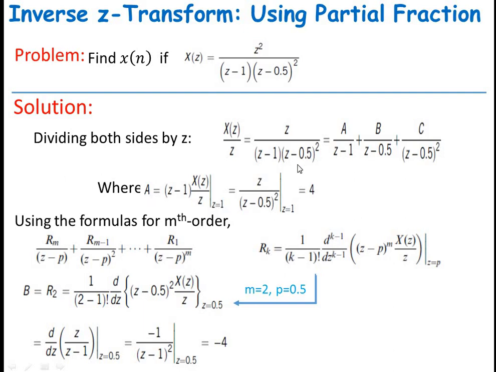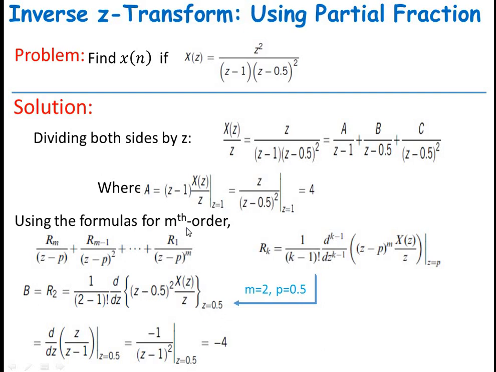Okay, so now we can get the value of a. For getting the value of a, the very first step is we have to multiply this X of z by z with the corresponding denominator, by substituting its corresponding pole value. So z minus 1 into X of z divided by z with z equal to 1. So by doing so, we are getting the value of a as 4. But for solving b and c, we are going to use another new formula. Since it is having repeated poles, in order to find the values of b and c, that is for repeated poles, we are going to use a different formula.